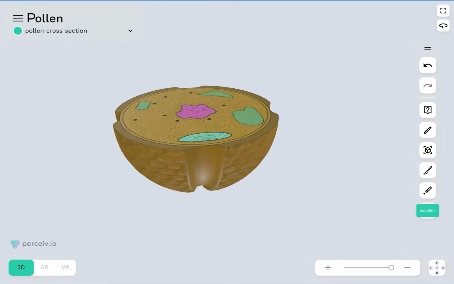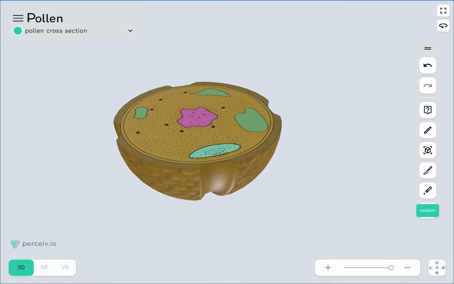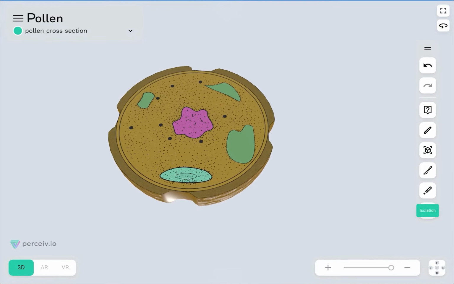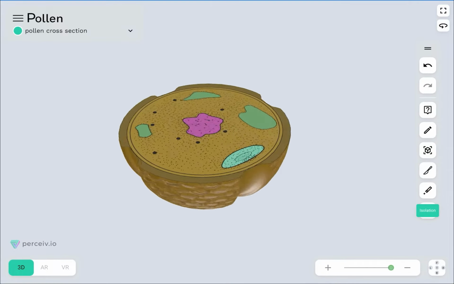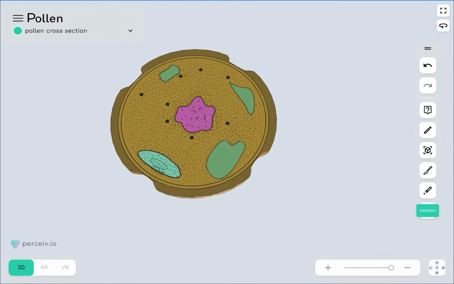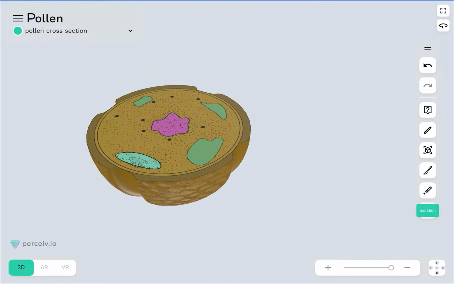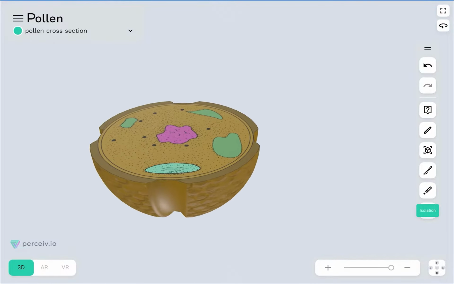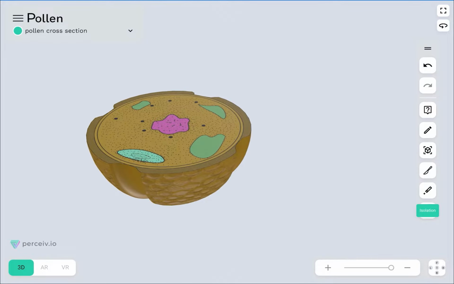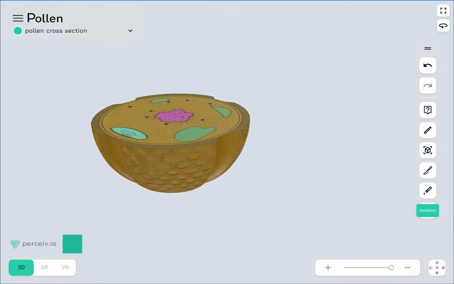Now in this video lecture, as you can see on your screen, the model or cross section of the pollen grain is being represented. In this lecture we will observe the different labelings or components of a pollen grain, the special features that make the pollen grain represent the male gametophyte, and what its importance is.